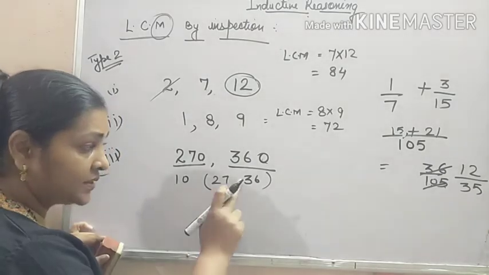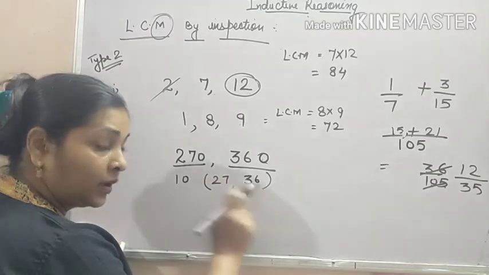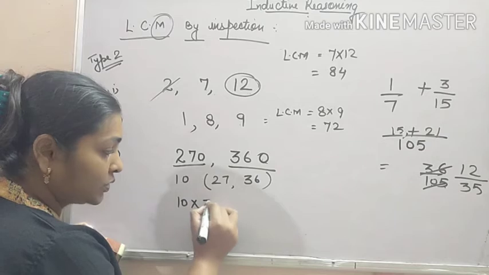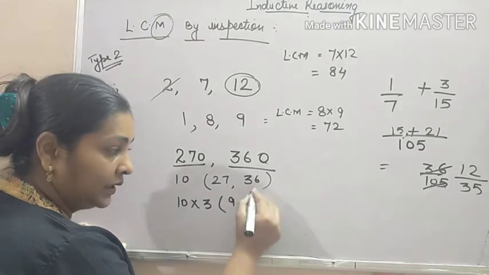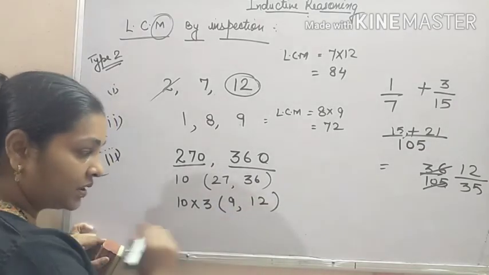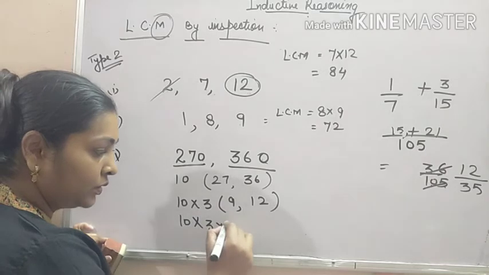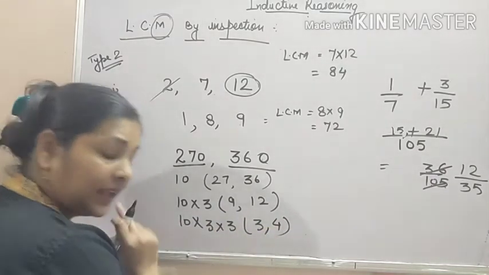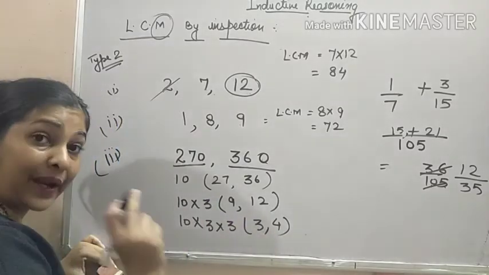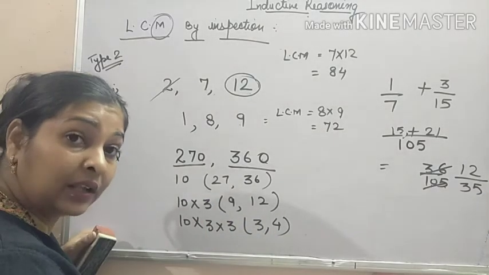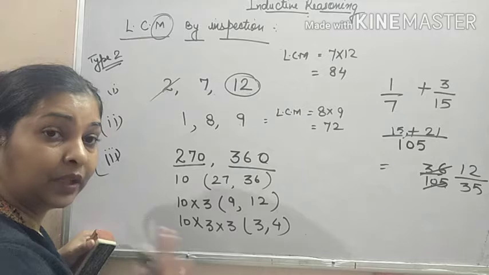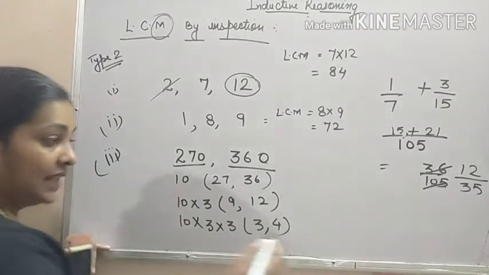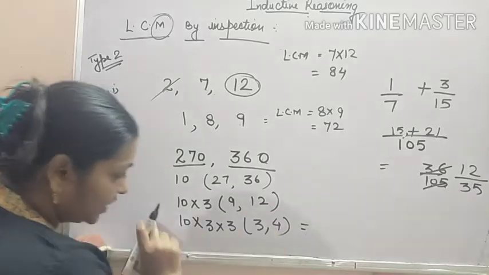Now 27 and 36 have 3 as the common factor. Isn't it so? 3 nines are 27 and when we divide 36 by 3 we get 12. So take 3 outside. What is left? 9 and 12. Again 3 is common in them. Take it out. 3 and 4 is left. Until and unless the numbers within the bracket are either prime or co-prime, keep on proceeding like this and you get the LCM. The LCM will be the product of these numbers.